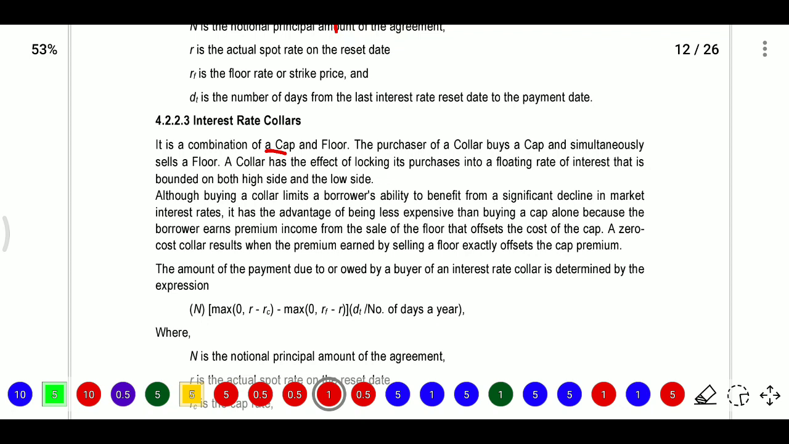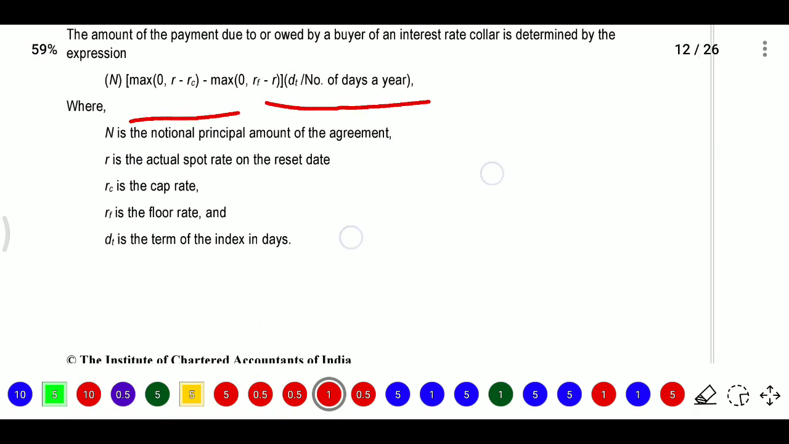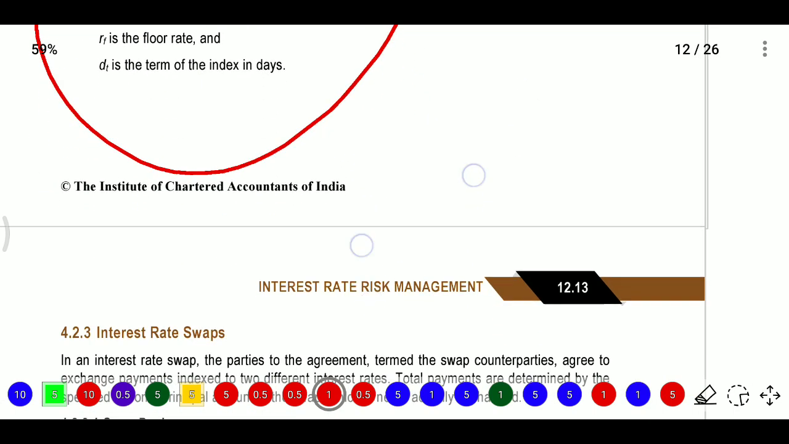So if you buy both options, it becomes the interest rate collar. It is not a solar, it is a collar. So both options will be considered here, whatever the notional principal, actual spot rate, reset rate, cap rate, floor rate, and index rate.